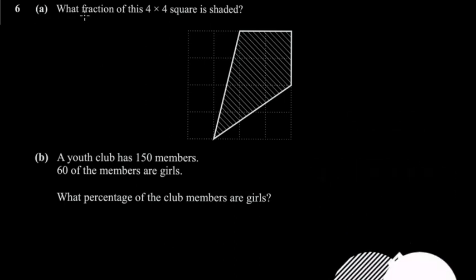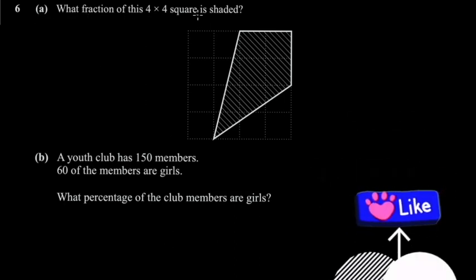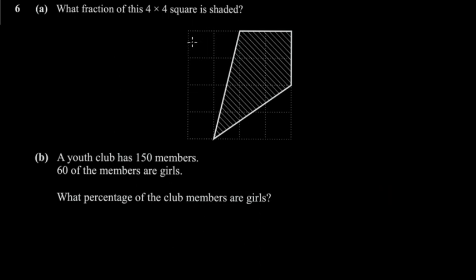Question 6 asks us what fraction of this 4 by 4 square is shaded. This one is a 4 by 4 unit squared shape, because you have 1, 2, 3, 4 on the length, and then you also have 1, 2, 3, 4 on the other side. So the sides are equal. It's a square, a 4 by 4 square. You're asked to calculate the fraction that's shaded.